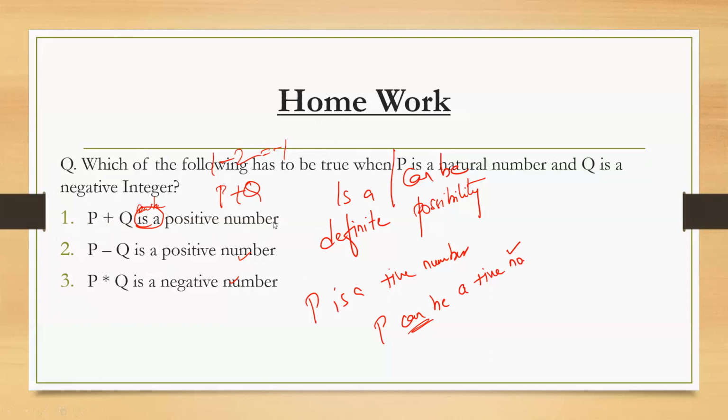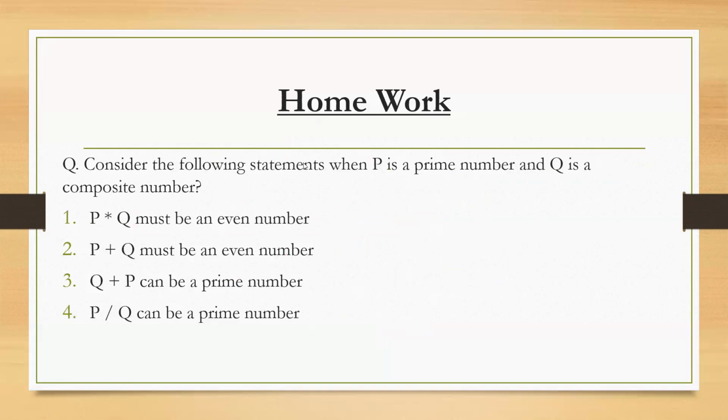Okay. And finally, we come to the last homework that we gave. Yeah, you can take, Nitish, no problem. You can take anything. All possible values you have to take. Okay. Fine. What about this one? P is a prime number, Q is a composite number. This also we discussed.